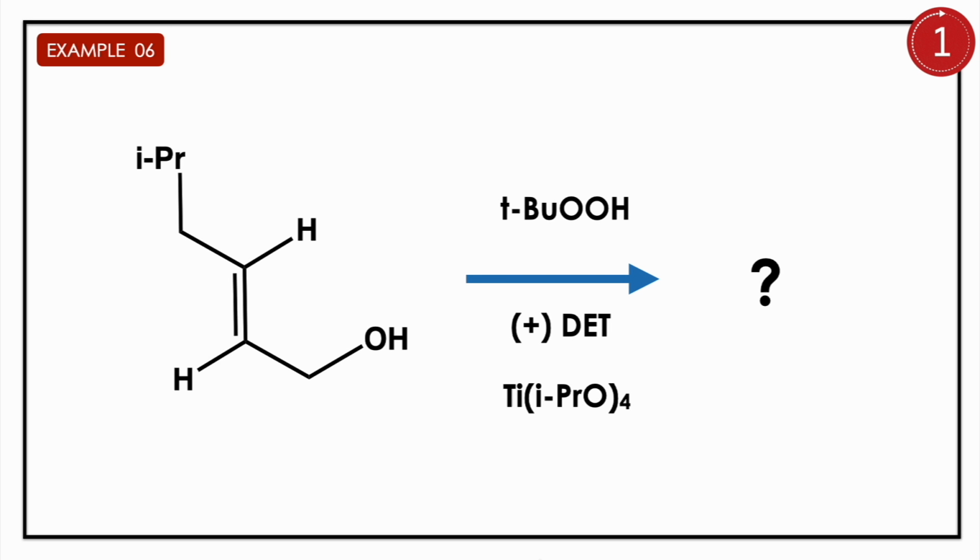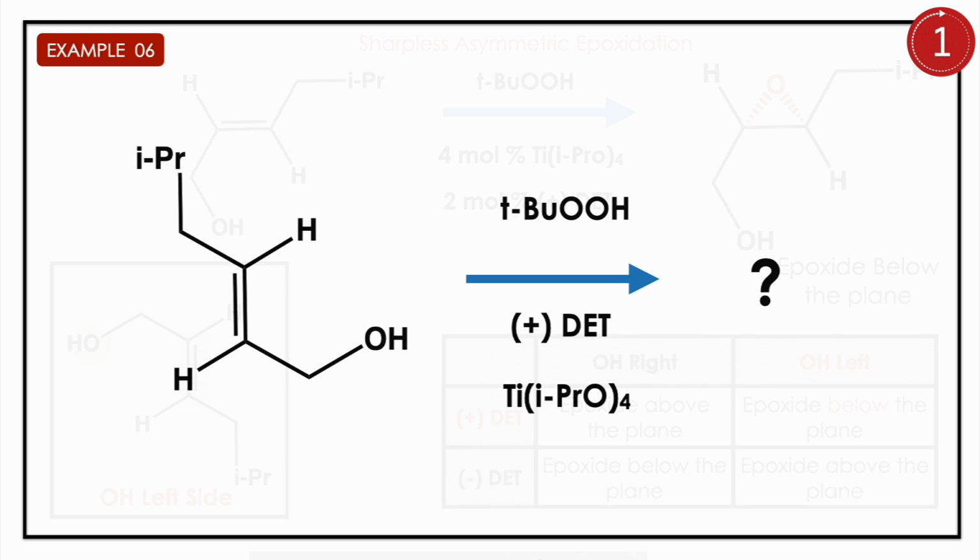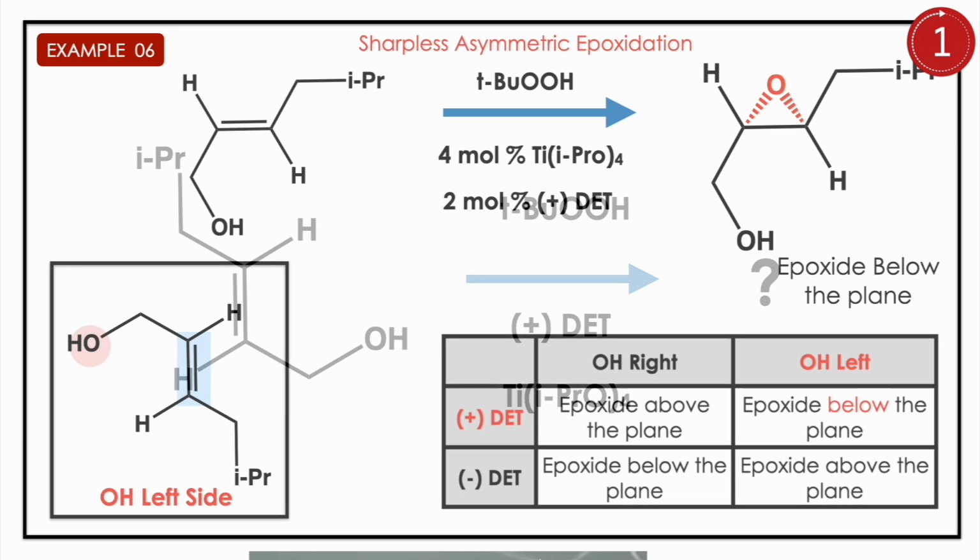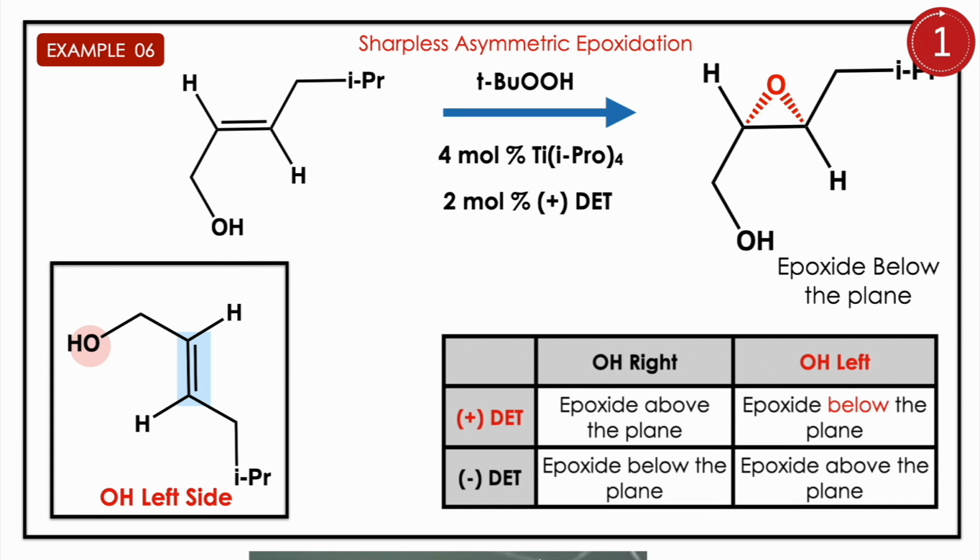Then the next question. Here you have an alkene vertically positioned. You have alcohol, isopropyl group and trans hydrogen. You are using peroxide in tertiary butyl form plus TET, titanium isopropoxide. You should find what will be the final product. Here you have alkene and alcohol. The alcohol is an allylic alcohol. You are using the tertiary butoxide and DET, which means Sharpless Asymmetric Epoxidation.